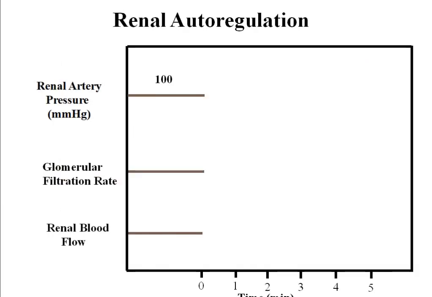First of all, what is renal autoregulation? Suppose this is renal arterial pressure shown here. And this is the normal value of GFR and renal blood flow shown in this figure.